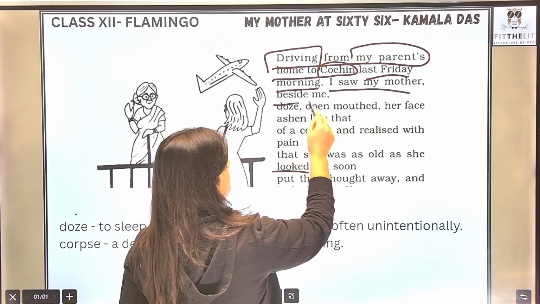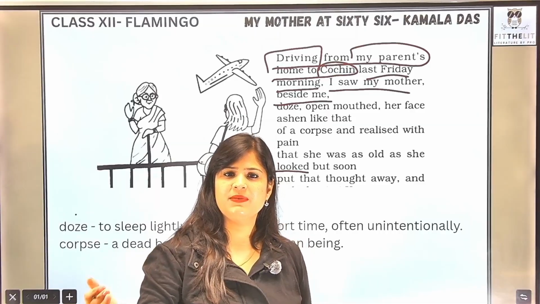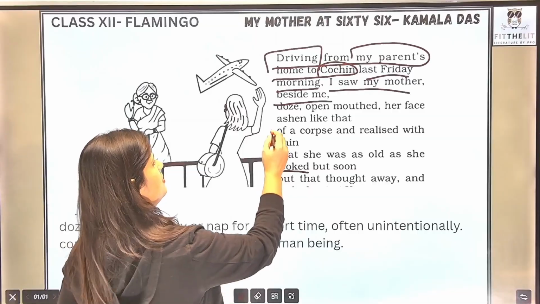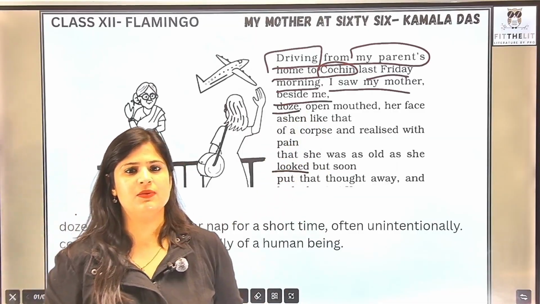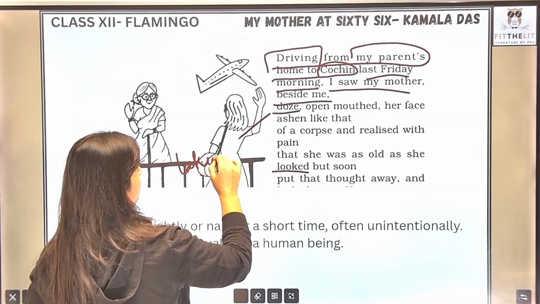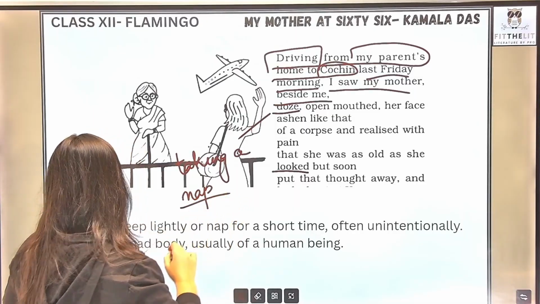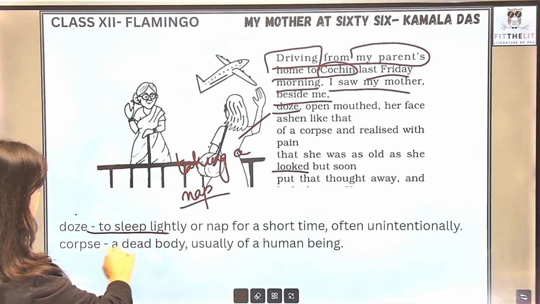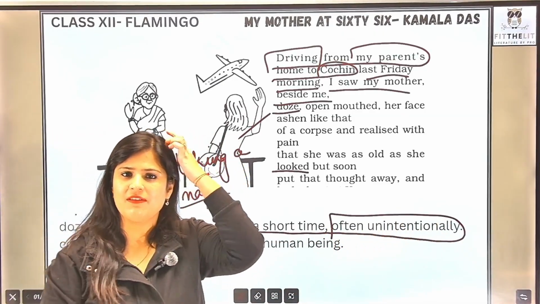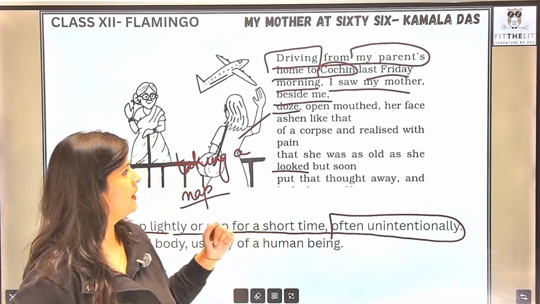I saw my mother beside me. So as I said, she was sitting beside her mother. So when she looks at her mother, what is the mother doing? She was dozing. Now dozing means she was taking a nap, right? Like a nap that comes, an afternoon nap sometimes, you know, mothers also take. So doze off means to sleep lightly or nap for a short time, often unintentionally. Because the travel was quite long, they were both in the car, so the mother fell asleep, right?